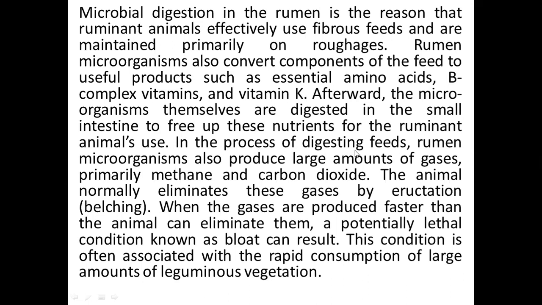In the process of digesting feeds, rumen microorganisms also produce large amounts of gases, primarily methane gas and carbon dioxide. The animal normally eliminates these gases by eructation or belching. When the gases are produced faster than the animal can eliminate them, a potentially lethal condition known as bloat can result. As we know, a higher quantity of gas production inside the stomach of the animal is known as bloat. And the bloat condition is often associated with the rapid consumption of large amounts of leguminous vegetation. Is there any question regarding this slide?